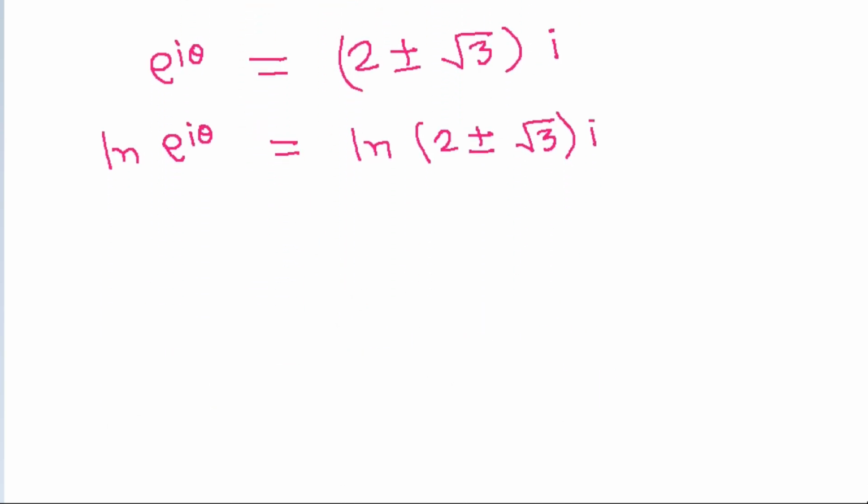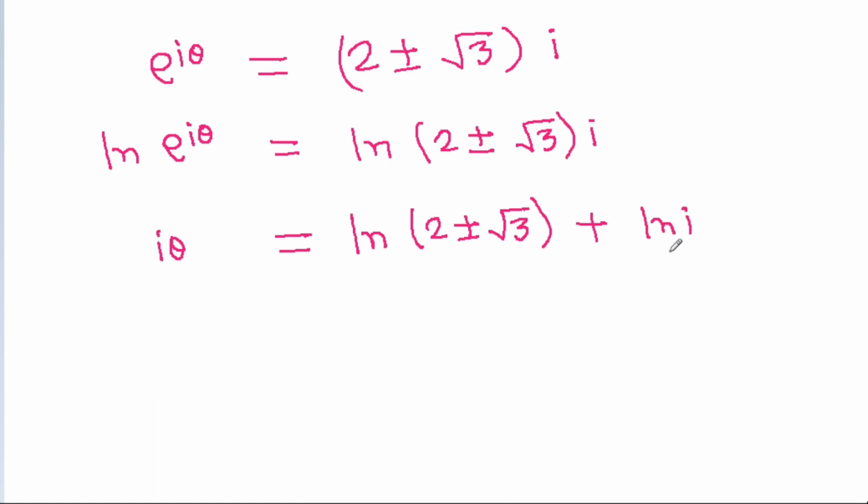And ln e to the power i theta is equal to i theta, that is equal to, since ln a into b is ln a plus ln b, ln of 2 plus minus root 3, plus ln i. And now we have to find the value of ln i. We have ln i. And for any complex number g, g is equal to r times e to the power i theta, where r is the magnitude of g and theta is the argument of g.